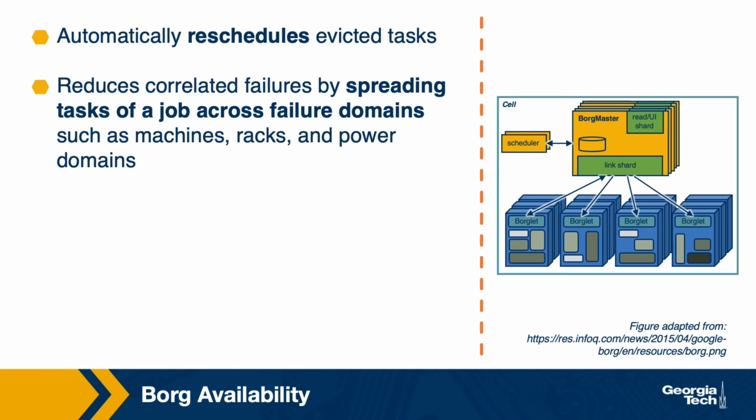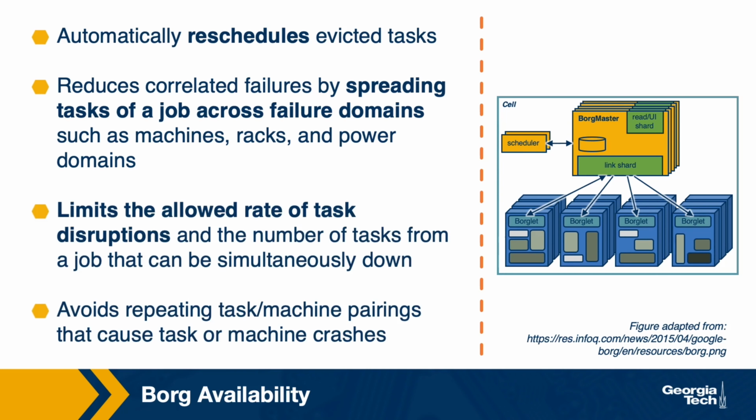Tasks that are rescheduled or that are evicted get automatically rescheduled. The system tries to maintain some information about failures that are correlated and to keep that in mind as it's scheduling tasks, to avoid scheduling tasks along a set of resources where correlated failures are likely. It tries to avoid repeating matchings of a task to a machine if it observes that this is leading to some failures. And it also keeps track of the number of tasks of a particular job that are evicted or down at any given point of time, again, in order to ensure that there is a minimal level of disruption and there is some forward progress.